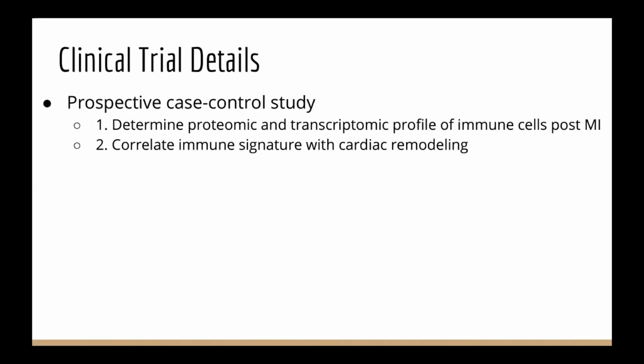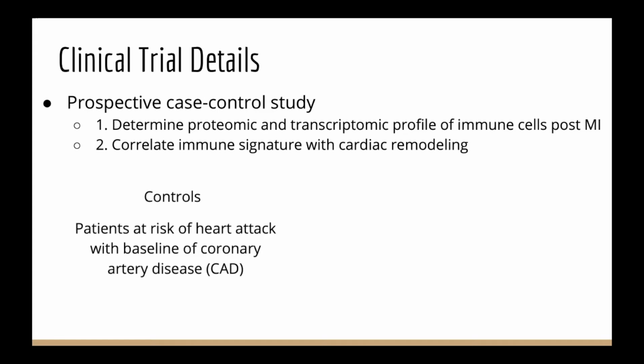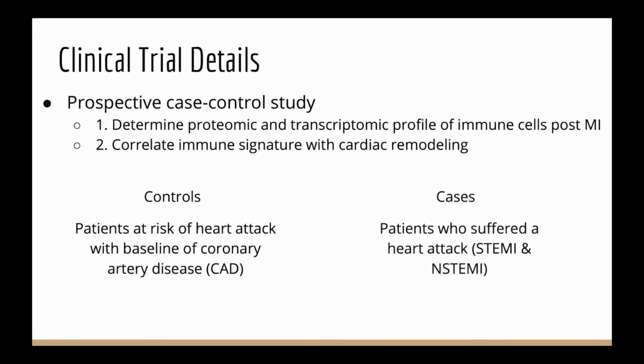This is a prospective case control study, which is a kind of observational study design that compares two cohorts. In this case, we are comparing patients who are at risk of heart attack with a baseline of CAD, the controls, with those who have recently suffered a heart attack, the cases. The prospective aspect of the study means that we recruit patients to the study and then wait for outcomes, which in this case is cardiac remodeling. These outcomes are then related to suspected risk or protection factors, which in this case is the immune signature.